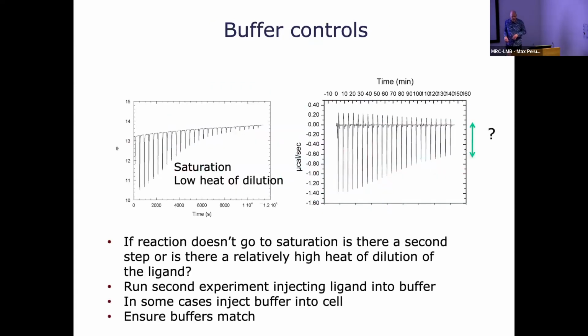So here's an example. On the left-hand side, you can see a nice kind of curve. At the top there, you actually go to saturation. So on the right-hand side of that left-hand graph, you're getting very, very small heats. What those represent is that the material being injected is not binding to anything in the cell. That's just the heat of dilution, going from a concentrated solution into the weak solution.